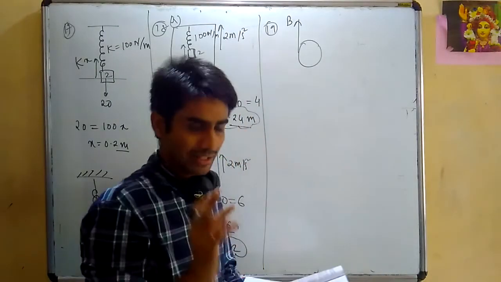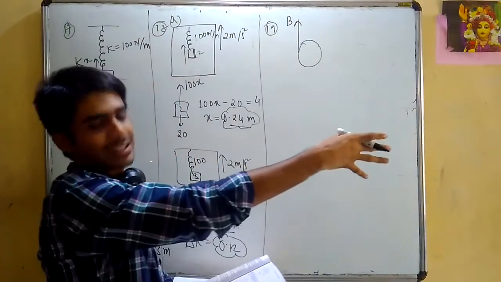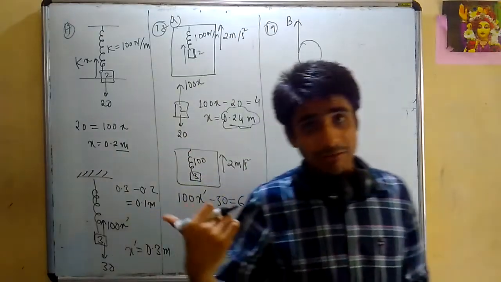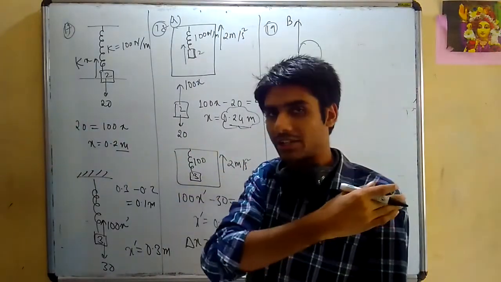This is common sense. When you are going on a bike and the bike is accelerating in this direction, air resistance is backward. Is it always backward? No, because if you are accelerating in this direction, air resistance will be in this direction.